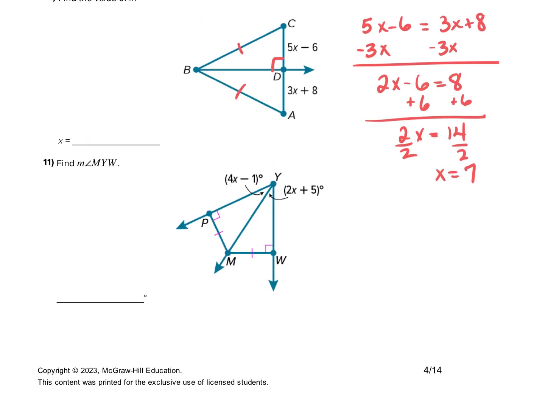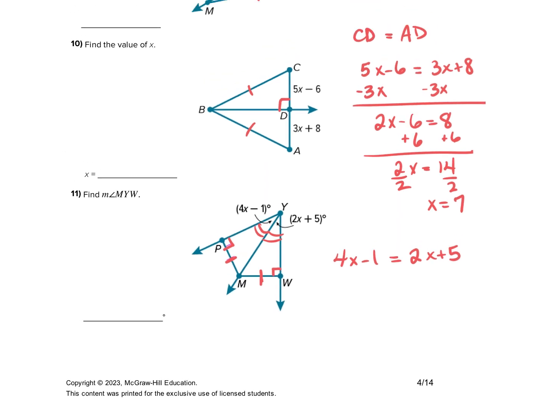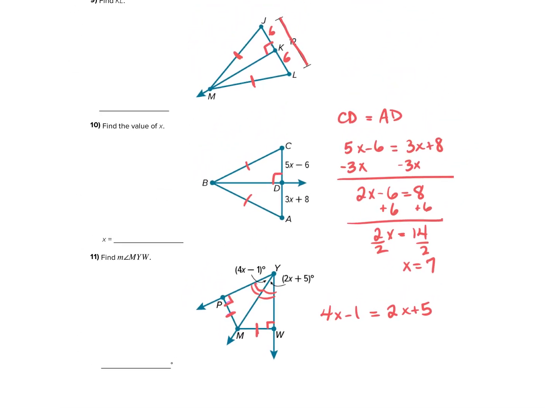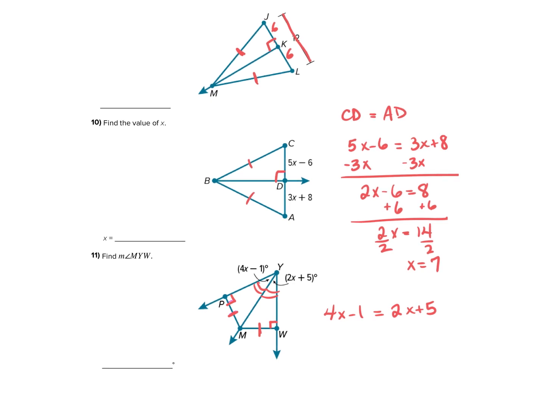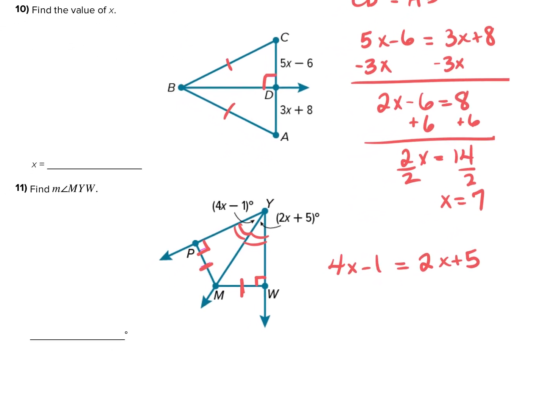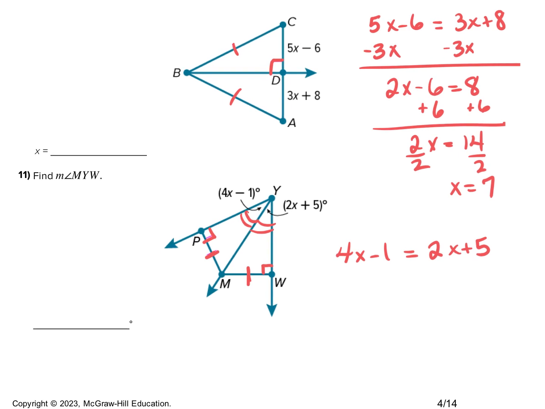Last example. Again, everything is congruent to everything else. Here, again, we've got two congruent sides. We've got my right angle. So that means these two angles are also congruent. So we're just going to set these up as also congruent. Anytime you see two congruent sides in a right angle, we know all the smaller pieces are congruent to one another.